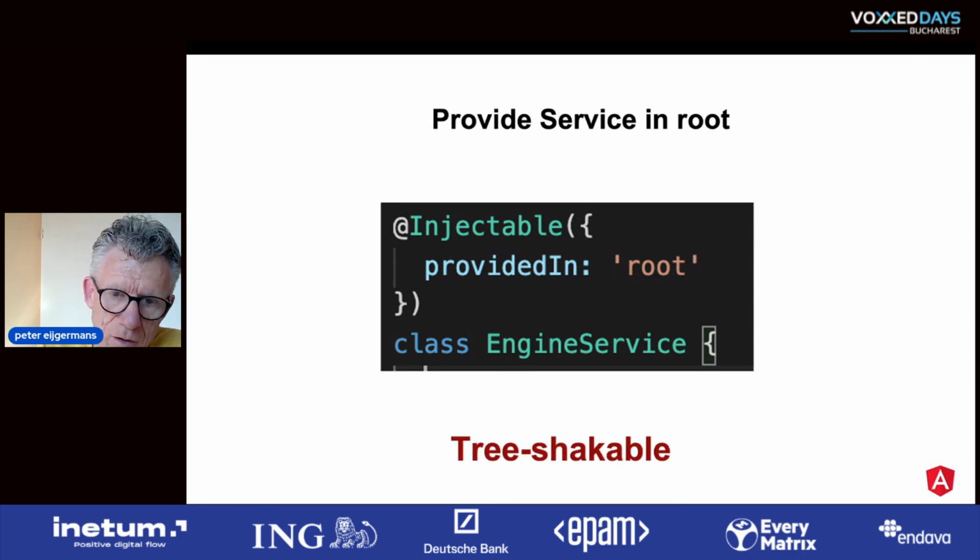And the other advantage of this construction is that this service is tree shakeable. That means that you can remove the service from the bundle when it is not used. From the final production bundle, you can remove it. That will be done automatically.